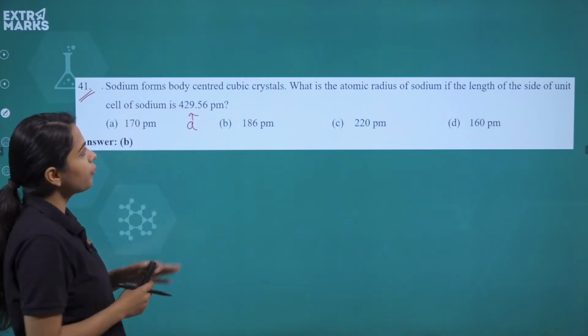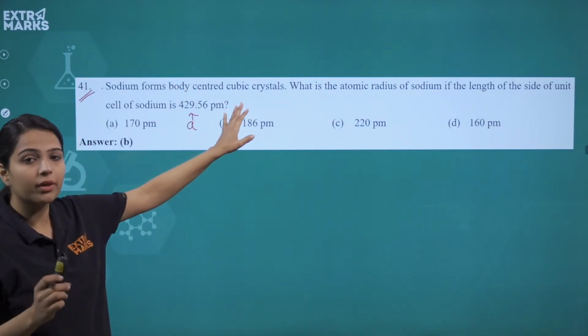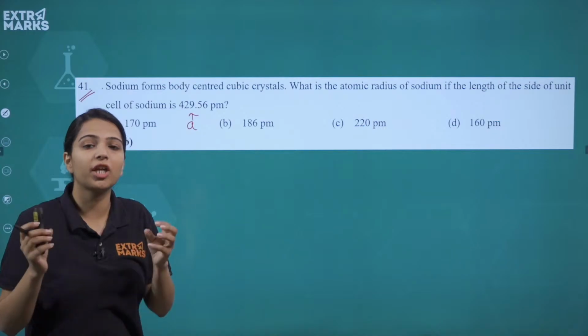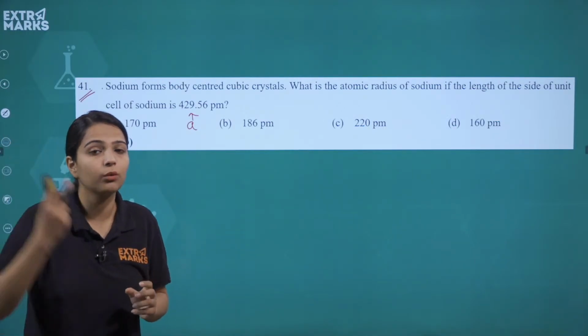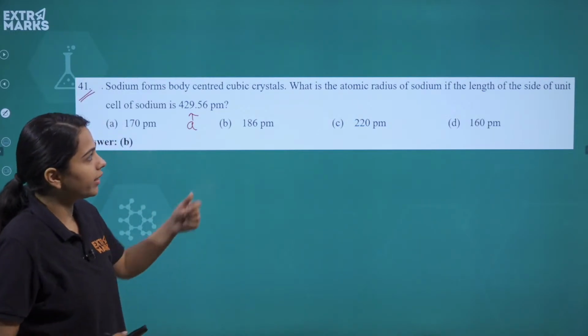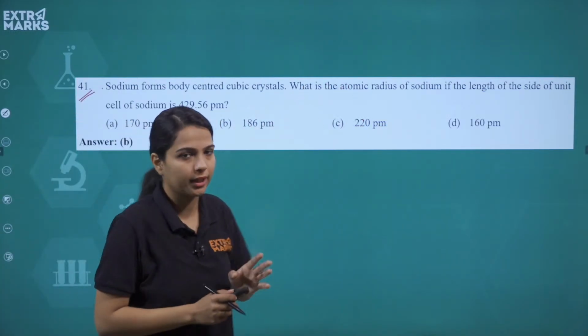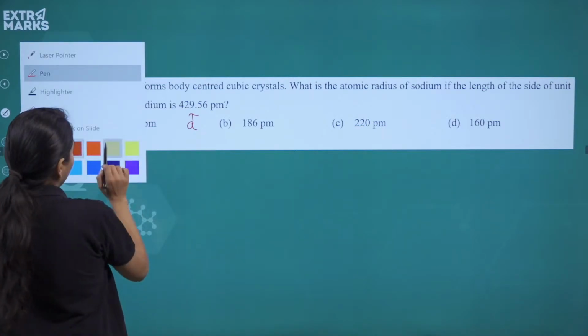Okay, so sodium forms a BCC crystal. In BCC, the atoms which are touching each other are on the corners and the body center. That is, we have to find out the body diagonal over here. What do we have to find out? What is the atomic radius of sodium? So what are we going to get here?